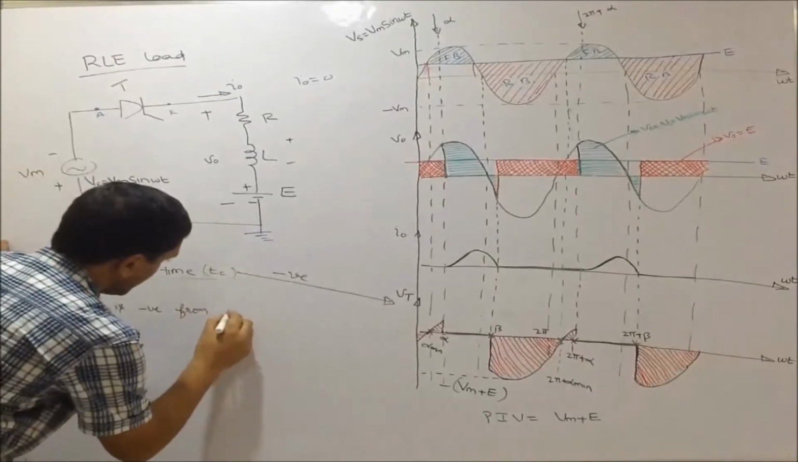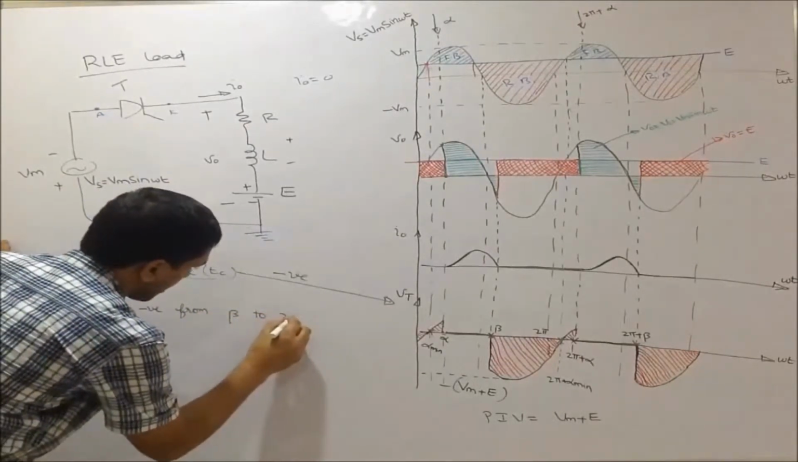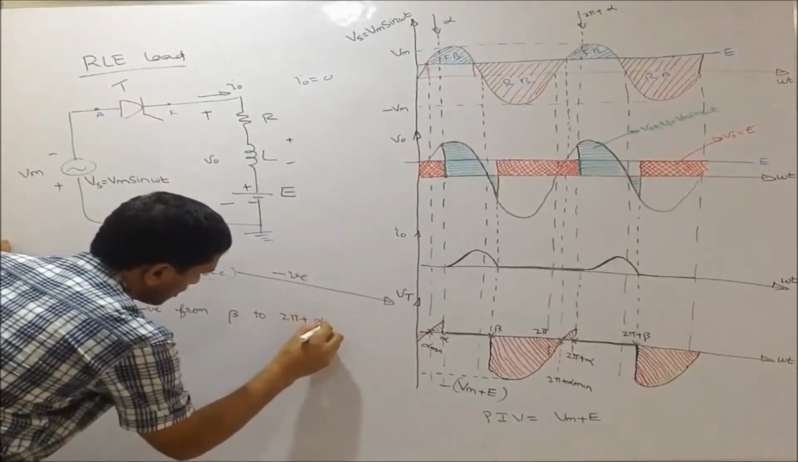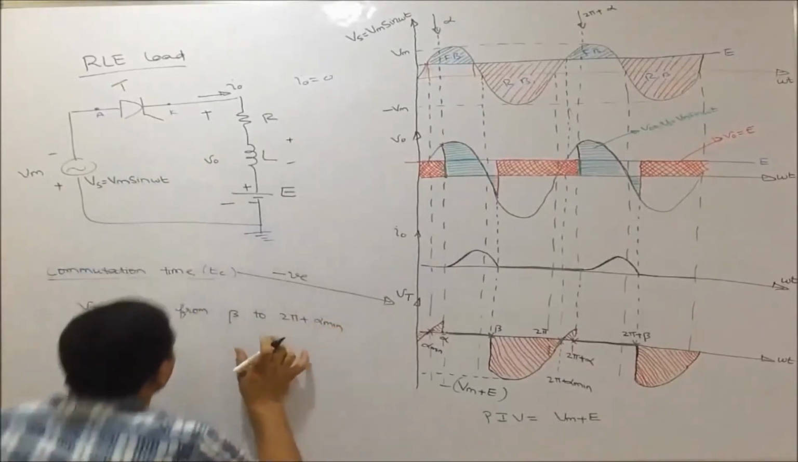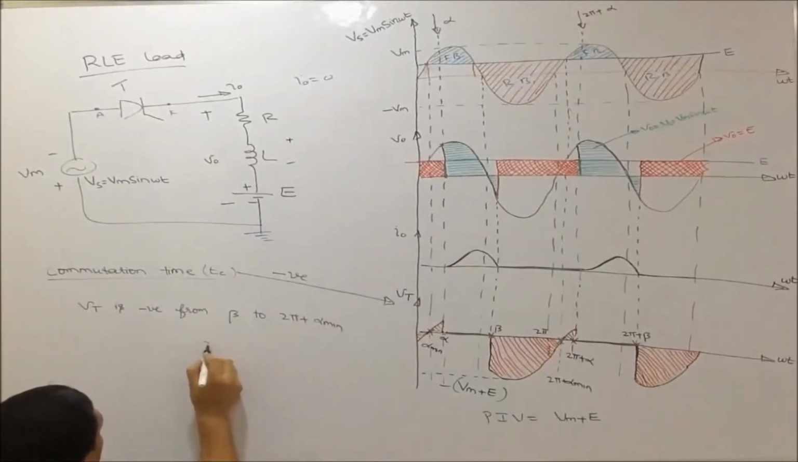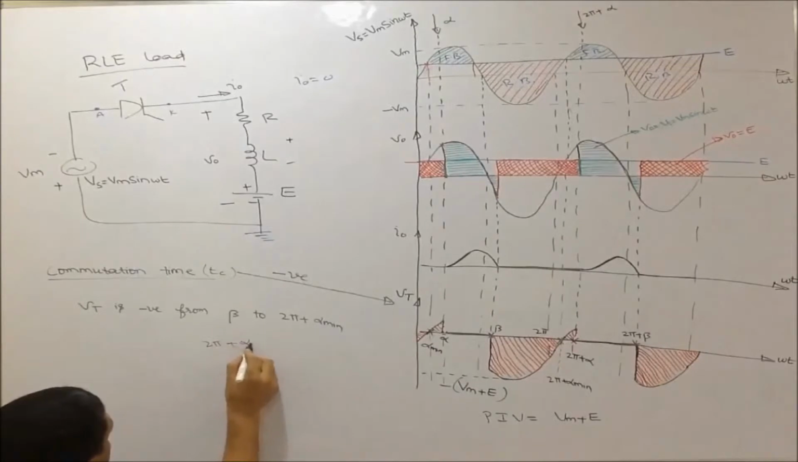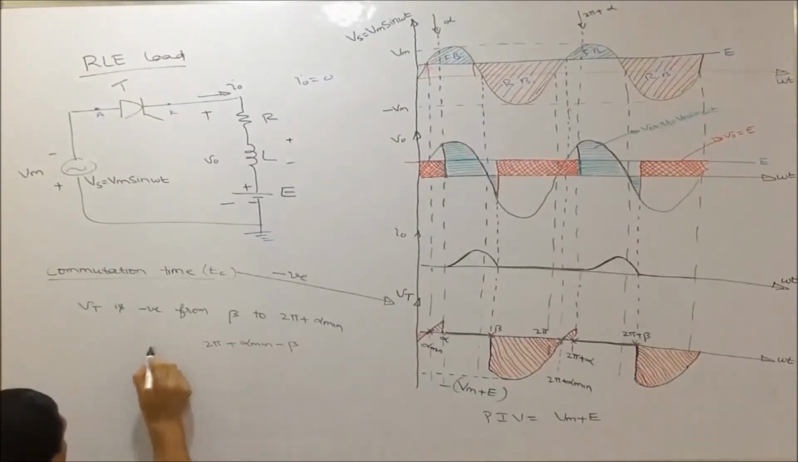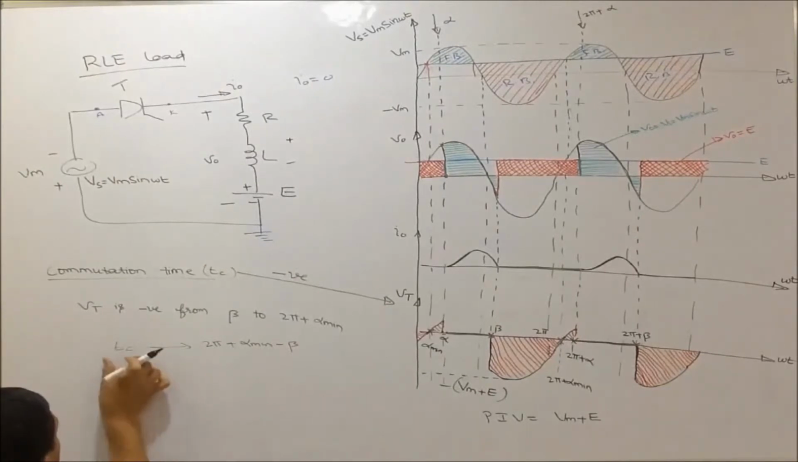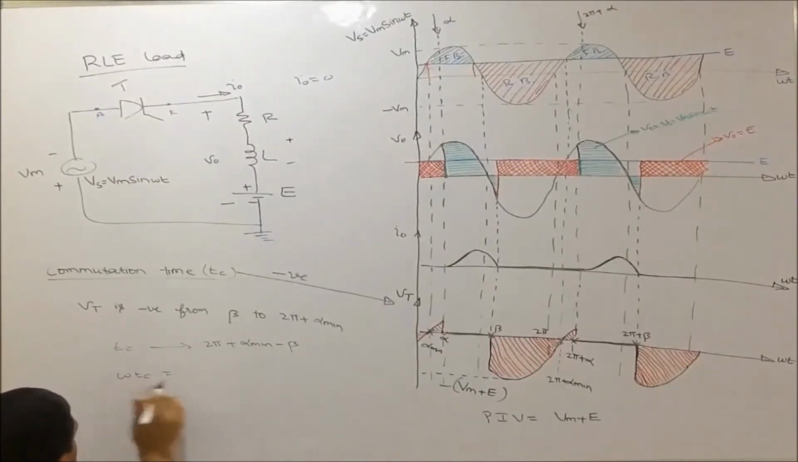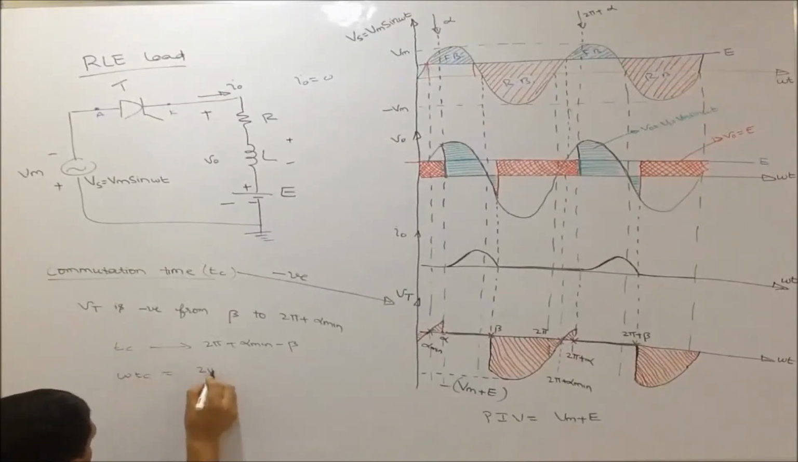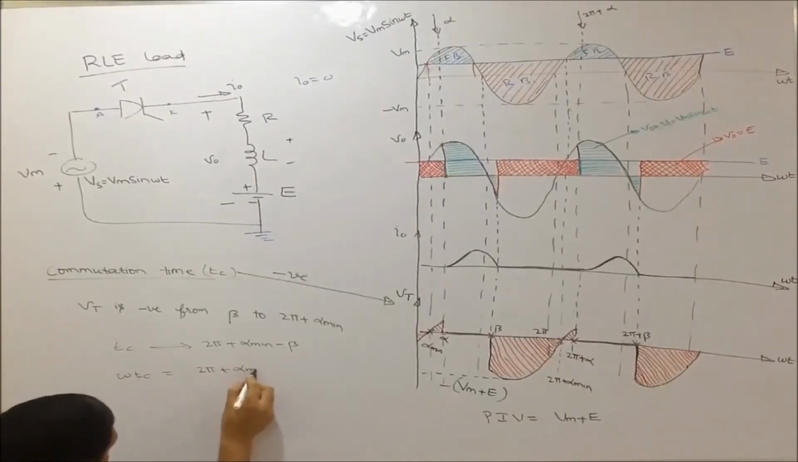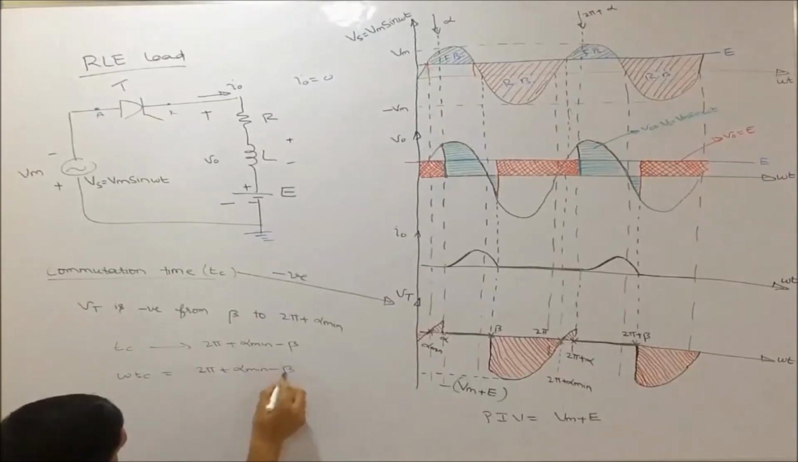Vt is negative from beta to 2 pi plus alpha mu. So I get a negative voltage for this much duration. This corresponds to Tc. But to have the dimensionality, I take omega as the multiplier for the Tc. Then both sides, units match.